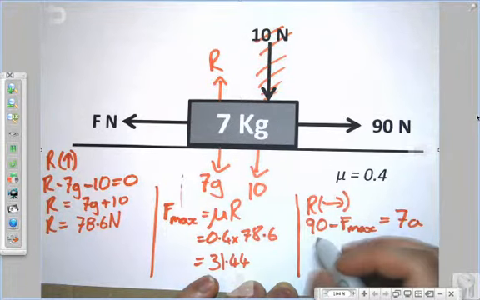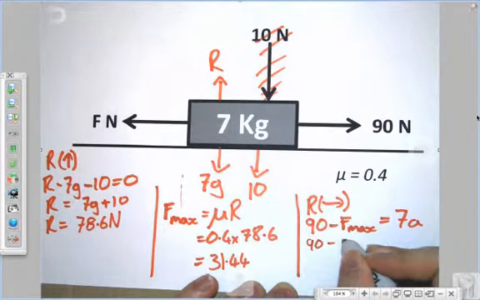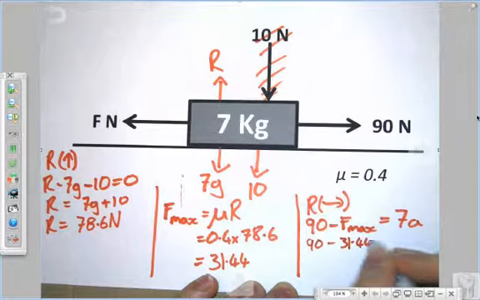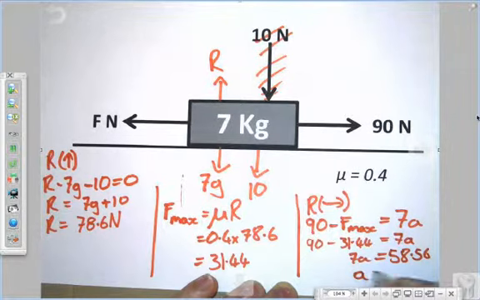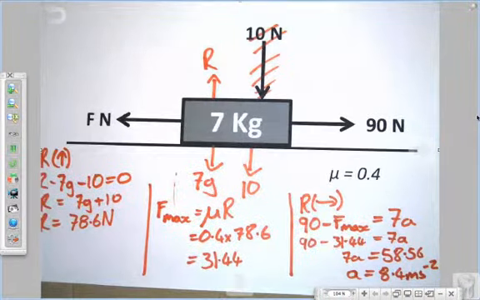So 90 minus F max equals 7a. We know F max, that gives us 90 minus 31.44 equals 7a. So 7a equals 58.56. So a equals, dividing by 7, 8.4 meters per second squared. So very similar principle to always, resolving in perpendicular directions. We've just worked out our F max in between.